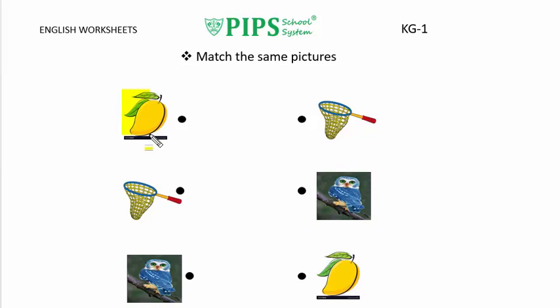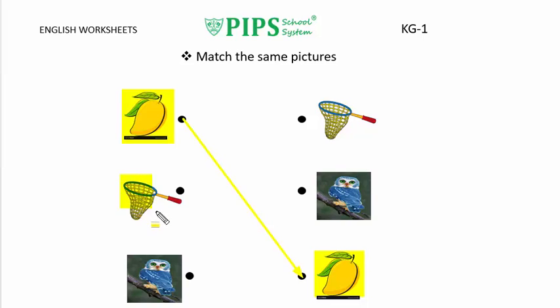This is a mango. Let's see where is the second picture of mango. Here is the second picture of mango which is similar to it. Now we will match the mango with the same picture like this.